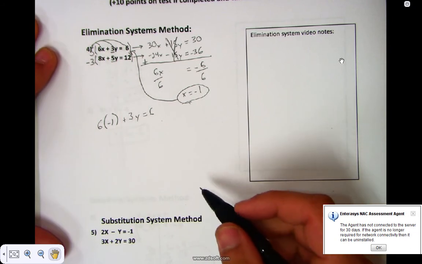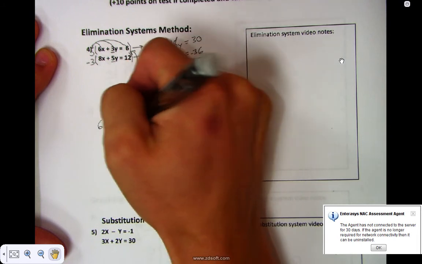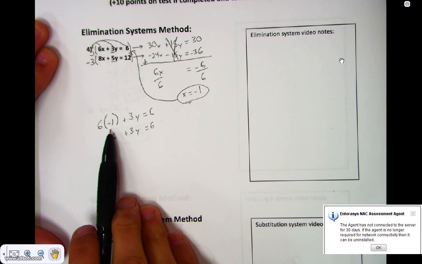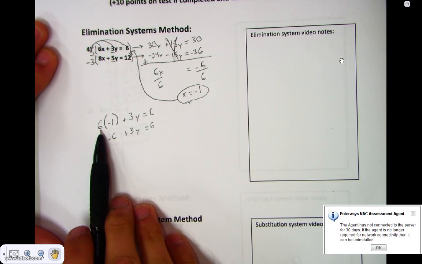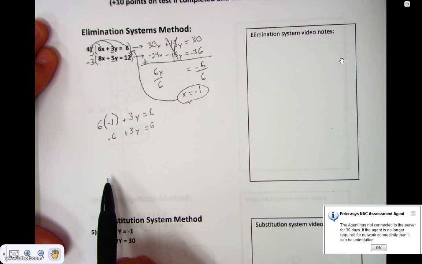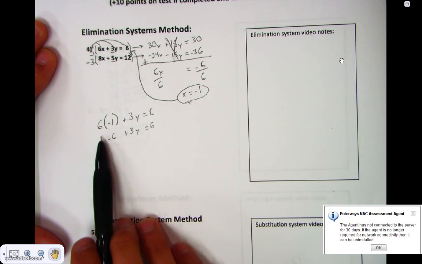So now I need to solve for y. So I have negative 6 plus 3y equals 6. Notice anytime I have parentheses like this, if there's a number outside of it, the first thing I do before doing anything else is I multiply that number into that parentheses, okay? So remember the order of operations, PEMDAS. The first letter represents parentheses, okay? So we're taking these parentheses and we're solving them before we can do anything else, okay?